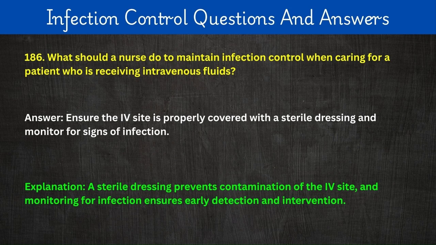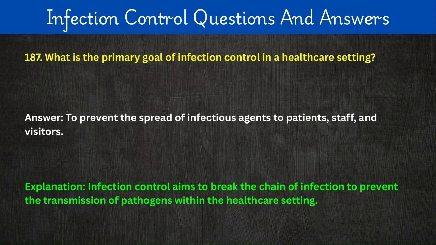Answer: ensure the site is properly covered with a sterile dressing and monitor for signs of infection. Explanation: a sterile dressing prevents contamination of the site, and monitoring for infection ensures early detection and intervention. 187. What is the primary goal of infection control in a healthcare setting?